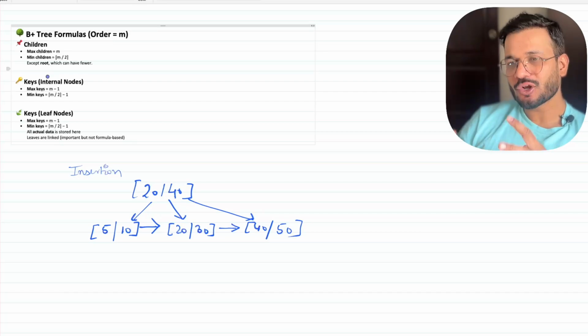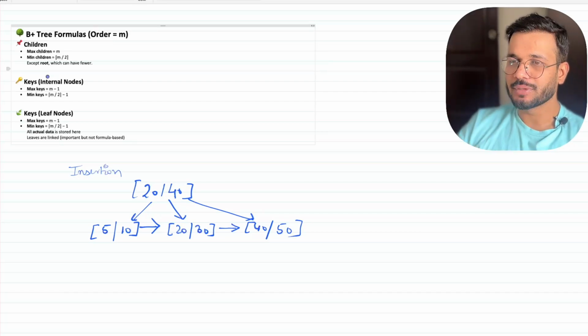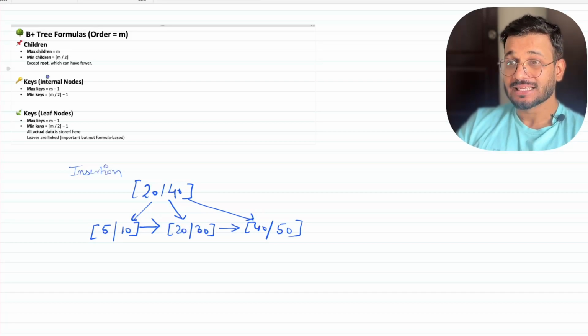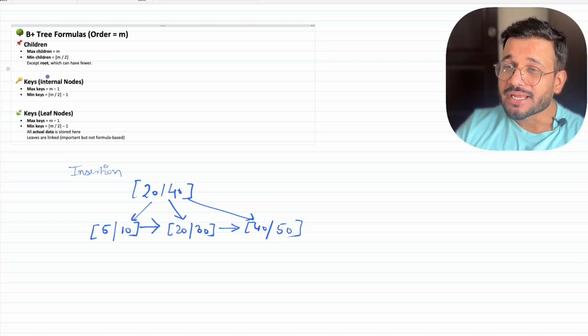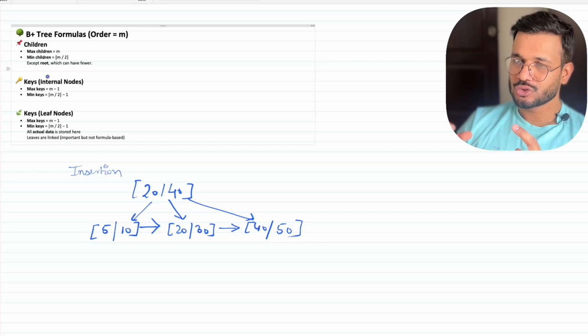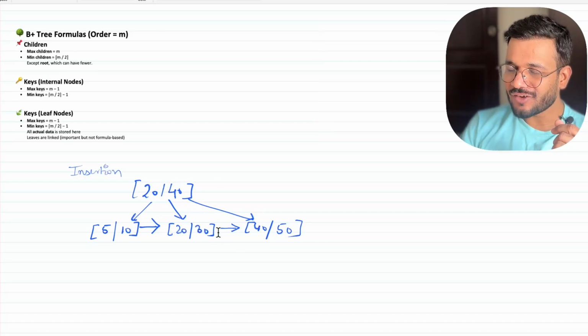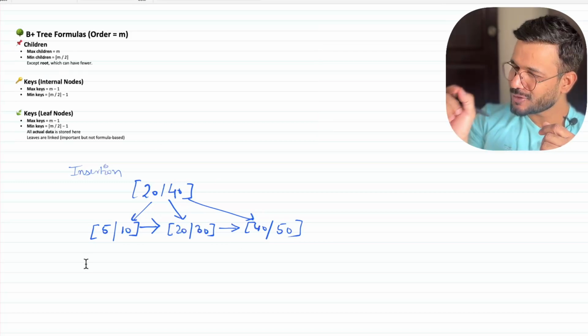The max number of children will remain m. The minimum number of children here will be ceiling of m by 2. The maximum number of keys will be m minus 1. The minimum number of keys will be ceiling of m by 2, minus 1. So you see how all the values are linked. There is one more property.